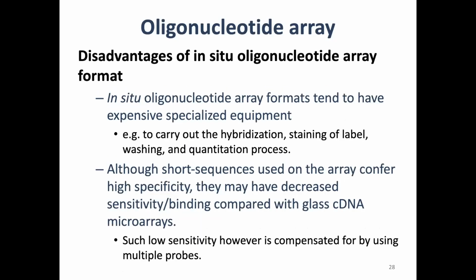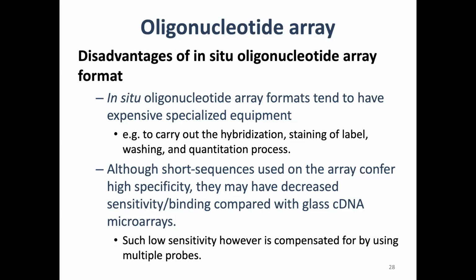The disadvantages of the oligonucleotide array are that the in situ oligonucleotide array format tends to require expensive specialized equipment. Obviously, we need a silicon wafer and the photolithography method. It's a complicated electrochemical process. So carrying out the hybridization, staining of labels, washing, and the continuous process is very complex here.